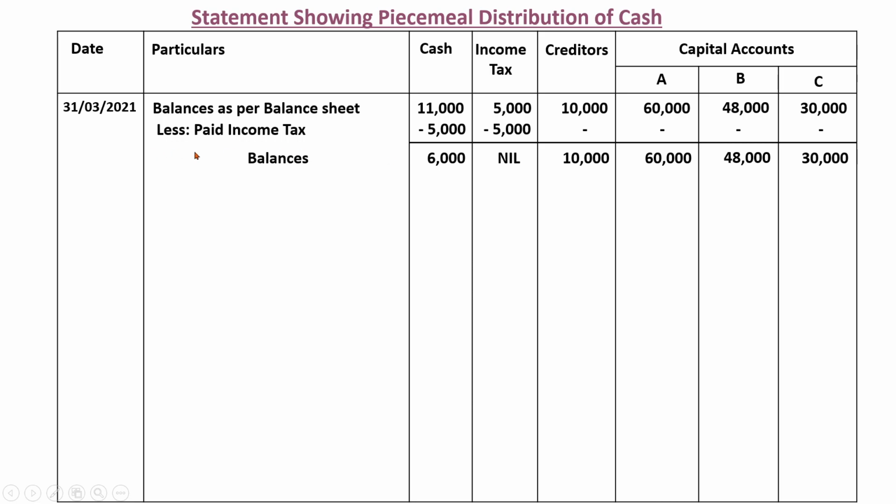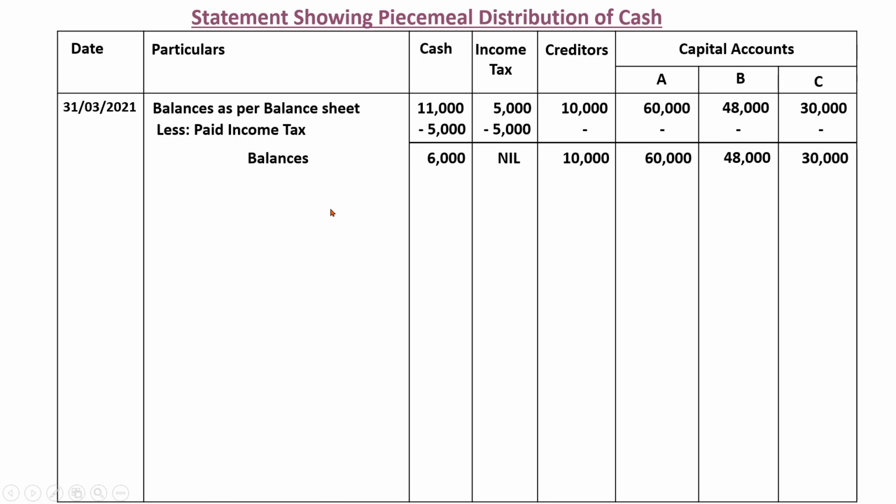So friends, here we have made payment to income tax, and after payment to income tax we have balances as cash balance 6,000, income tax nil, creditors 10,000, and capital account 60,000, 48,000, and 30,000. Right, now still we have cash, and here again the question arises to whom this cash is to be paid. The answer to this question is given in the order of payment, and after income tax we need to pay the creditors. So here we are going to pay the 6,000 to creditors.